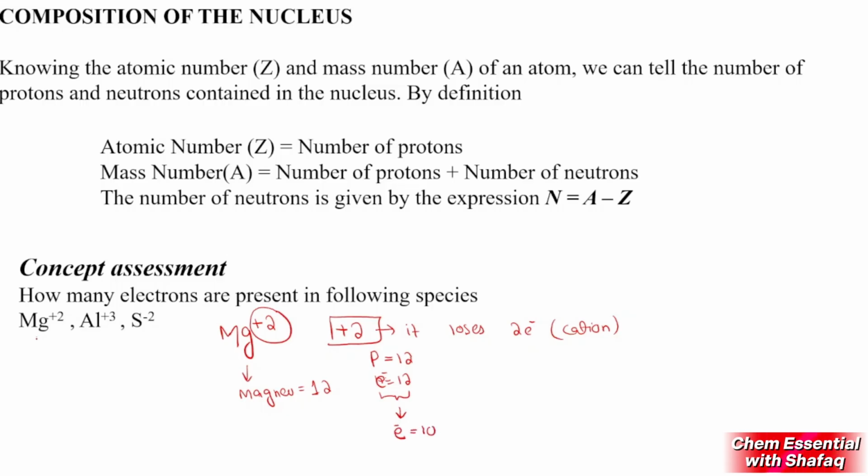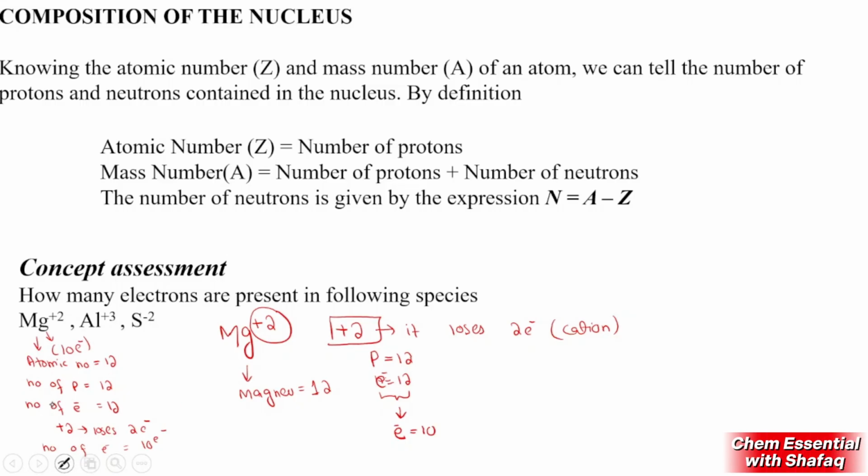So what was the atomic number of magnesium? It was 12. That means the number of protons is 12, and the number of protons is always equal to the number of electrons, which is also 12. But on top of it there was +2. +2 means it loses 2 electrons, and when it loses 2 electrons, the number of electrons which remain is only 10. So the number of electrons present in magnesium +2 is 10.